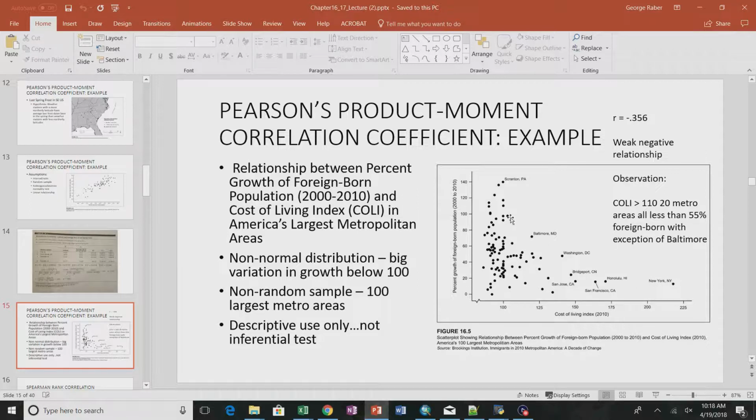That might be true, but the opposite wouldn't necessarily be true. Just because you're in a low cost of living area doesn't mean that there is either a high or a low growth area.